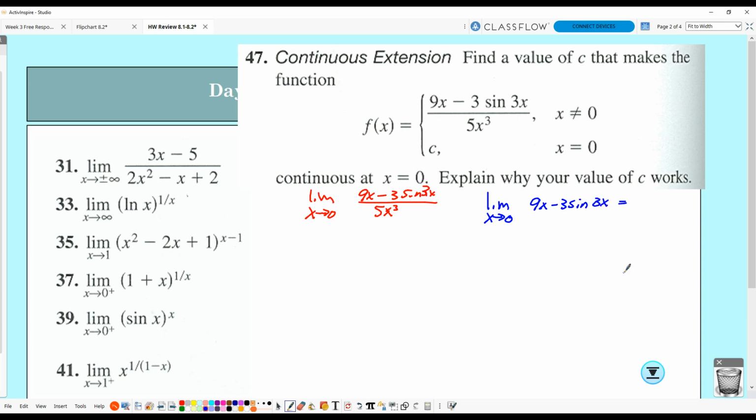Okay, well, hang on. So plug in 0. I get 0 minus 3 times 0. That's 0. And the denominator, yes, as stupid and trivial as it seems, you need to plug that in. Top goes to 0, the bottom goes to 0. 0 divided by 0? Okay. L'Hopital's applies, so derivative of the top, 9 minus 9 cosine 3x over 15x squared.